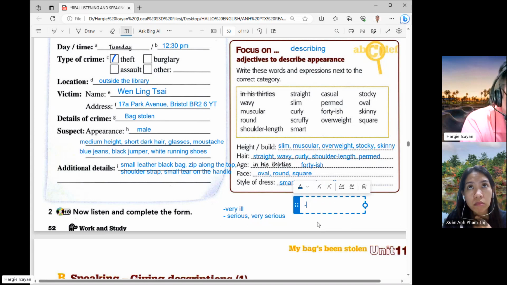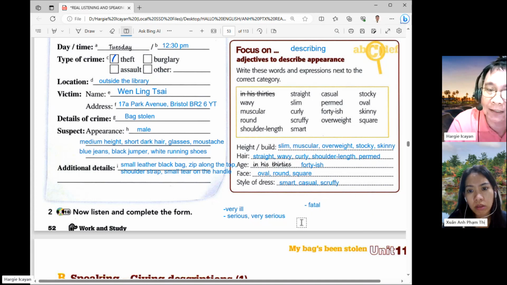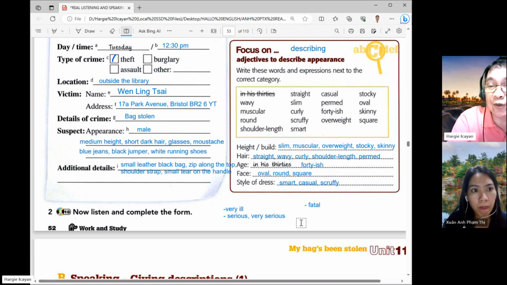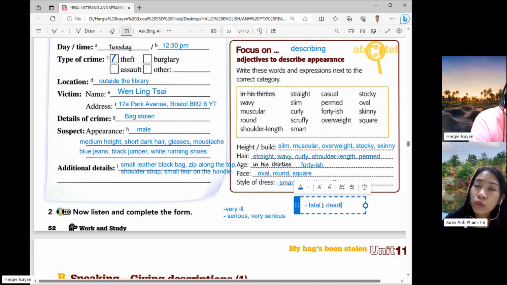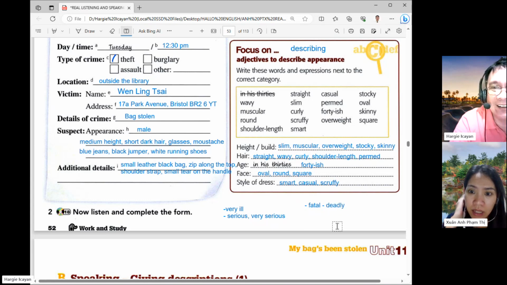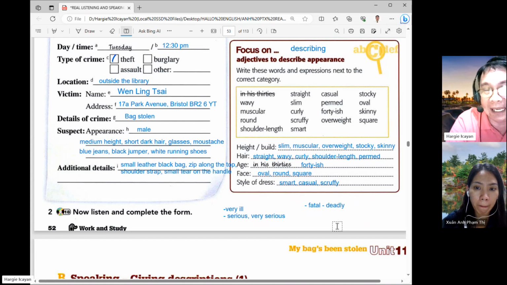It's going to be fatal, right? We can say it's fatal. So when we are talking of fatal, that means it's something very, very, very serious, right? It's going to be deadly, okay? We can also say fatal means it's deadly. So you're near to death if that would be the case. Okay, what else?